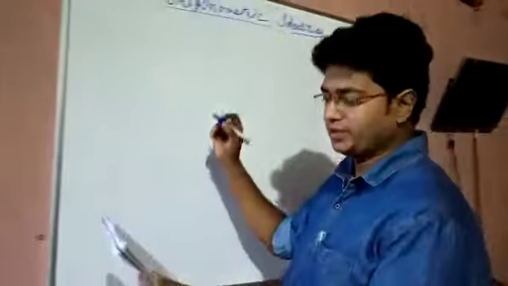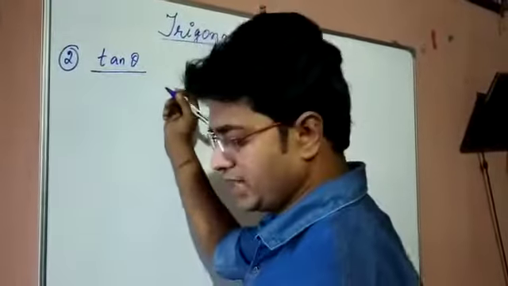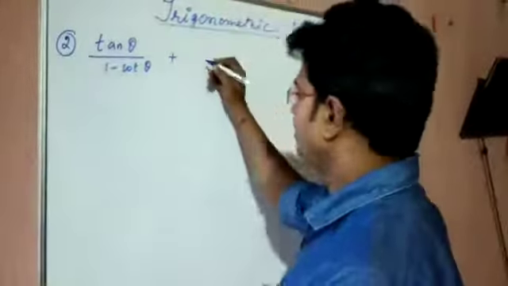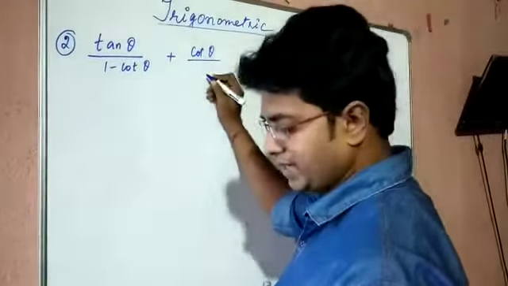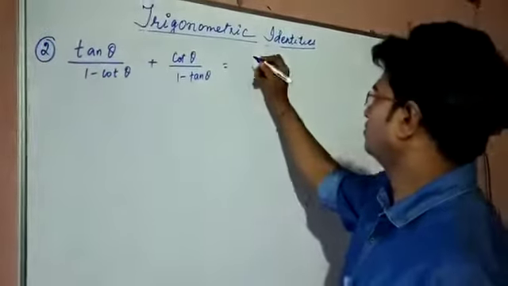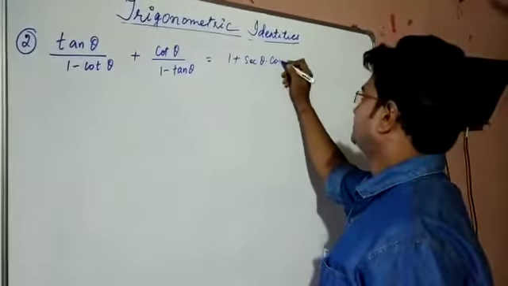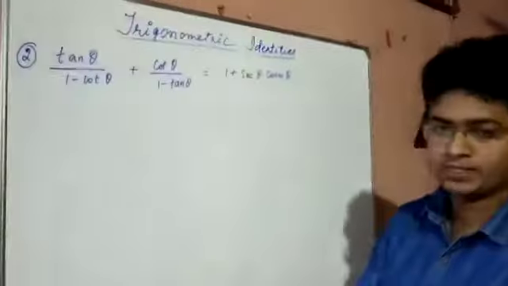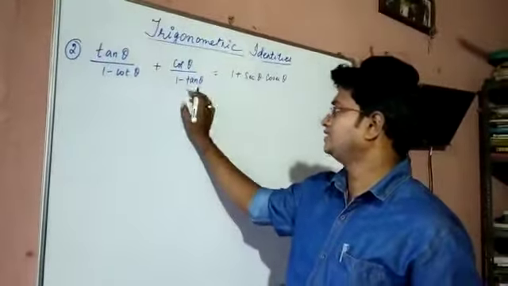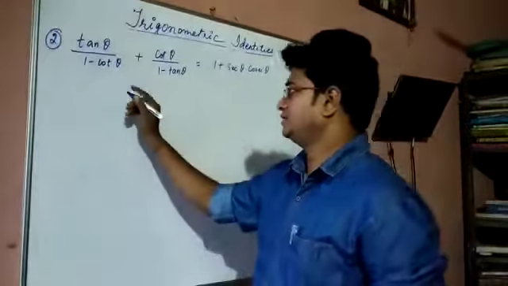So the second question for you is tan theta by (1 minus cot theta) plus cot theta by (1 minus tan theta) is equal to 1 plus sec theta into cosec theta. Now, if you see the question, on the left hand side, 1 minus cot theta, 1 minus tan theta are the denominators. So we will try to make the same denominator.